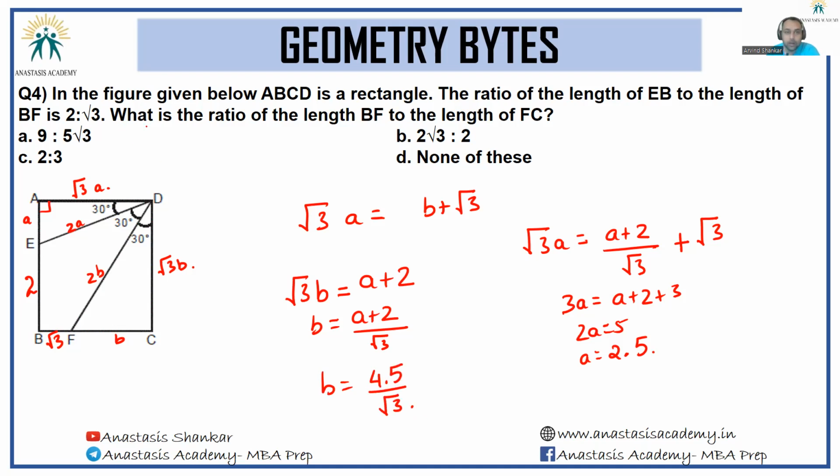Wonderful. What do I need? What is the ratio of the length BF to the length of FC? BF was root 3 and FC is 4.5 by root 3. So multiplying by root 3, I get 3 is to 4.5, which is equivalent to 2 is to 3. So option C.